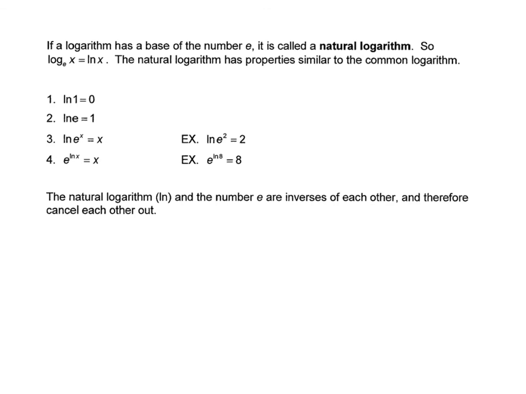Property number 3, natural log of e to the x is x. So in the example, we have natural log of e squared. The natural log and the e cancel each other out, and you're just left with the exponent, the 2. Number 4, e to the power of natural log of x equals x. So in the example, e to the power of natural log of 8, the e and natural log cancel, and you're just left with 8.